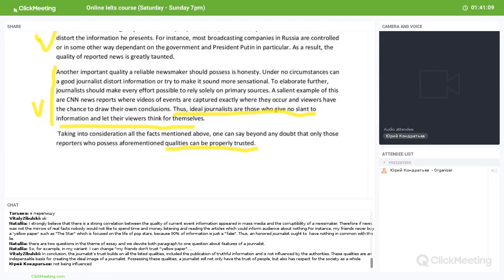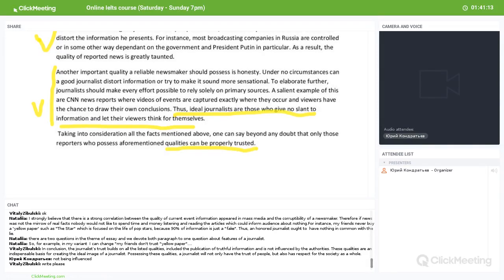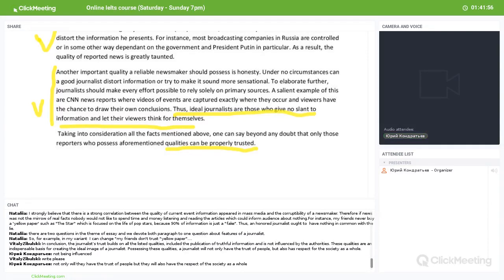Okay, right. All right. So, not only will they have the trust of people, but they will also have the respect of the society as a whole. Okay, there we go.